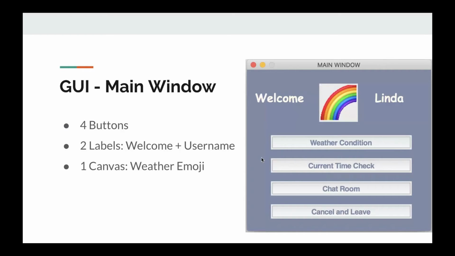After login, we come to this main window, a private space that prevents the user from directly going into the chat room. We made this user interface very simple and clear. It has 4 buttons, 2 labels, the welcome text and the username, and one weather emoji at the upper center. We believe the labels are easier to use compared to reading lines and lines of instructions in the chat room that overwhelm the user.